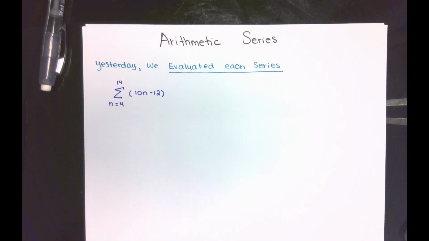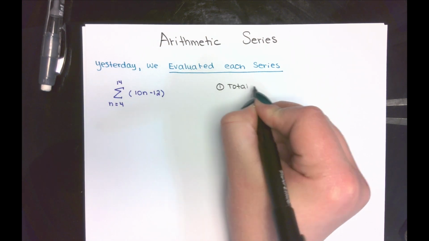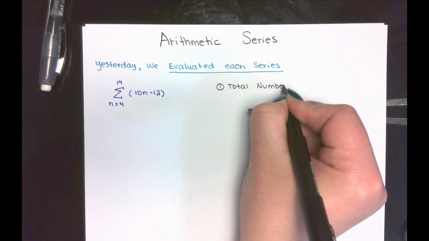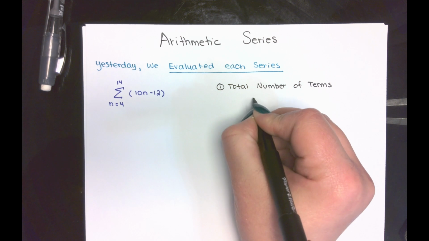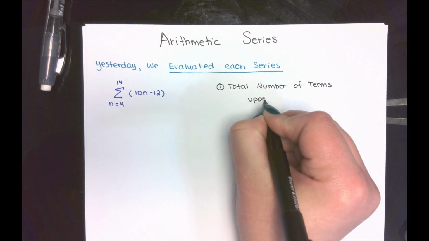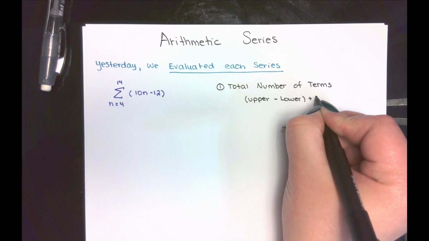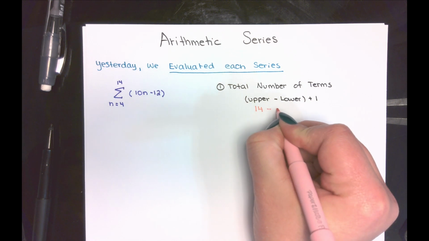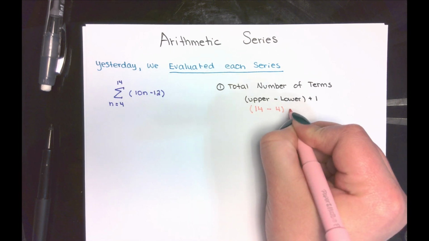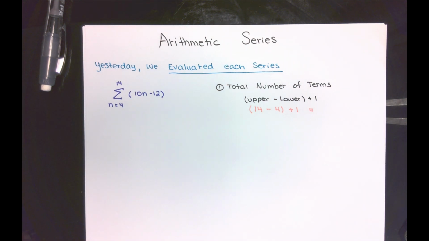Now, before we even did anything with a formula, I asked you to find three things. The first thing I asked you to find was your total number of terms. And to find that, there was a little formula. We took our upper limit minus your lower limit, and then we added 1. So for this example, our upper is 14 minus our lower is 4. We're going to add 1 to that. So 14 minus 4, that's 10, plus 1, that's 11.